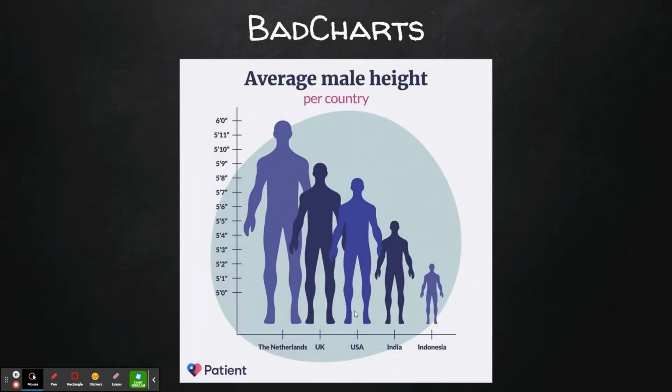Here's an awesome bar chart where they decided to use human-sized figures for these. It makes it look like people in the Netherlands are like the Jolly Green Giant, and people from Indonesia are like hobbits or something. I'm not really sure what's going on here. But again, using bars and having an appropriate scale over here, not starting at 5 foot, would be much more appropriate than whatever they did here.